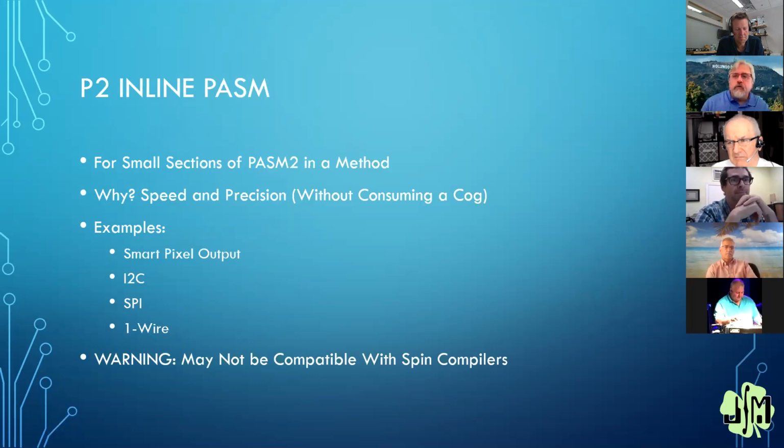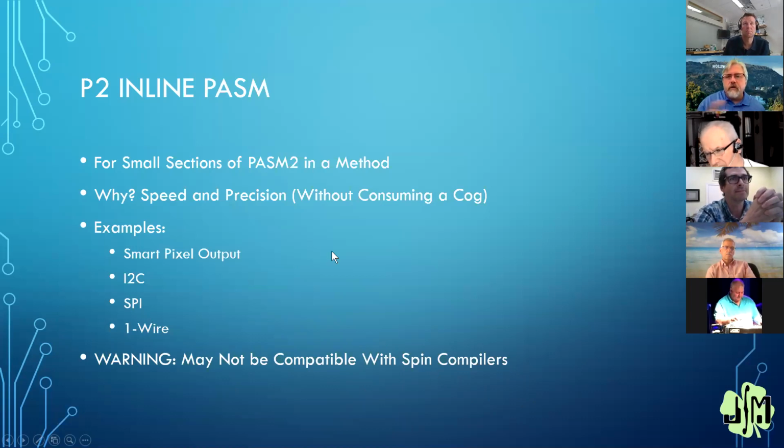In the P2, you can stick a bit of assembly code into a Spin method and it will work just great. And I love this feature. The compiler writers don't like this feature, but I'm not using a compiler, so that's fine. So be wary of this. If you're going to compile your Spin stuff, you'll want to talk to the guys writing Spin compilers, because they're doing lots of really magical things with their compiler, and this could conflict with it. But if you're not, like me, just using the Spin interpreter, you can do that.